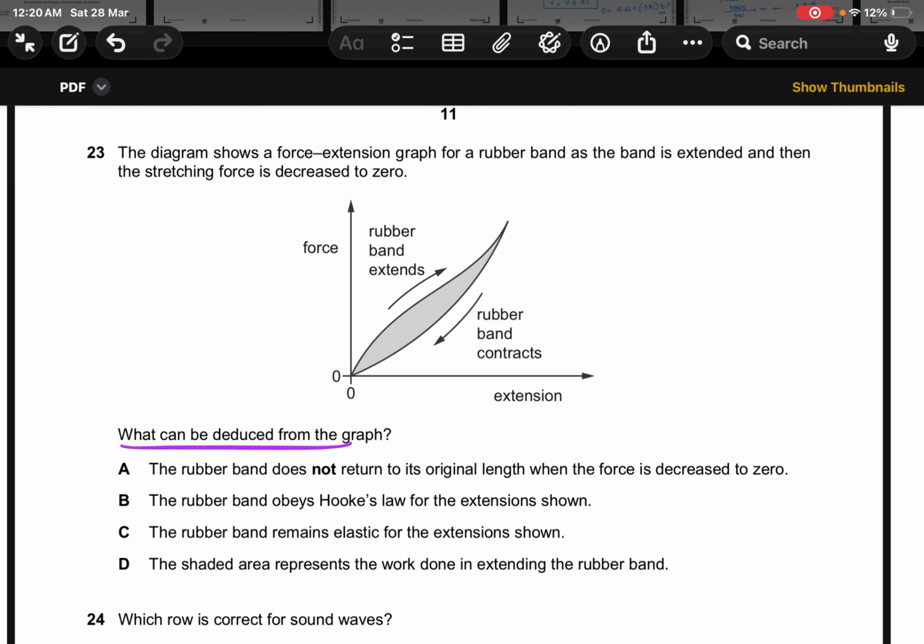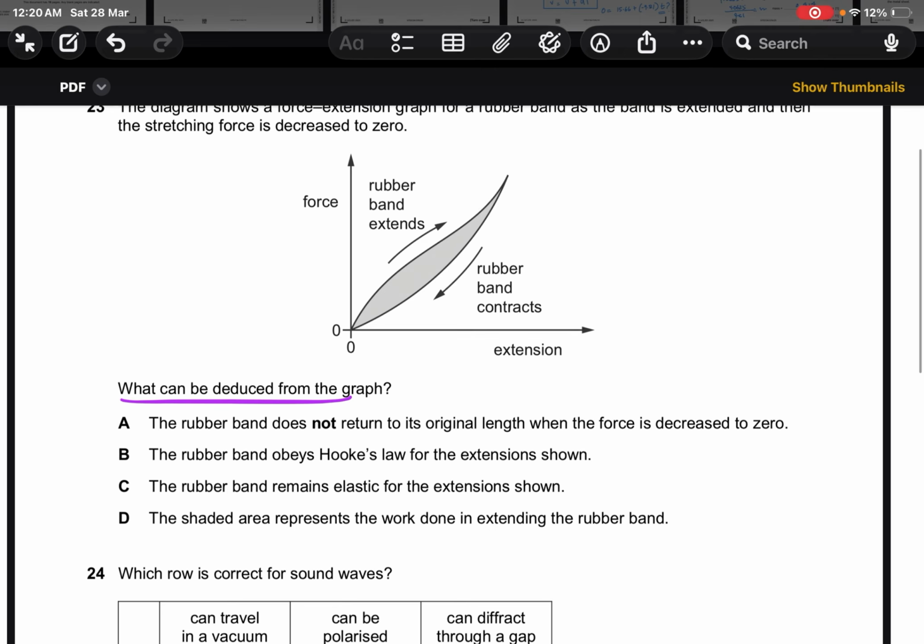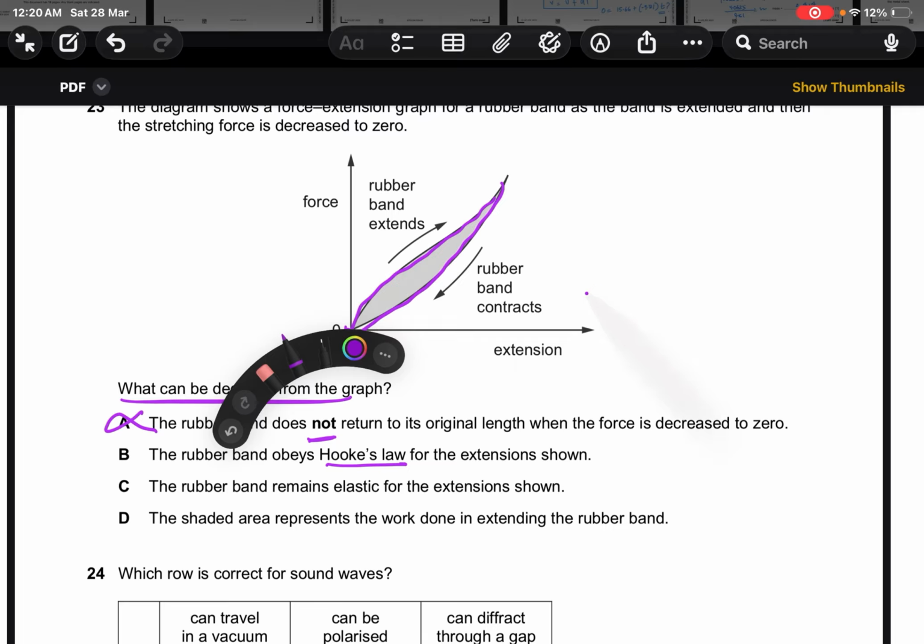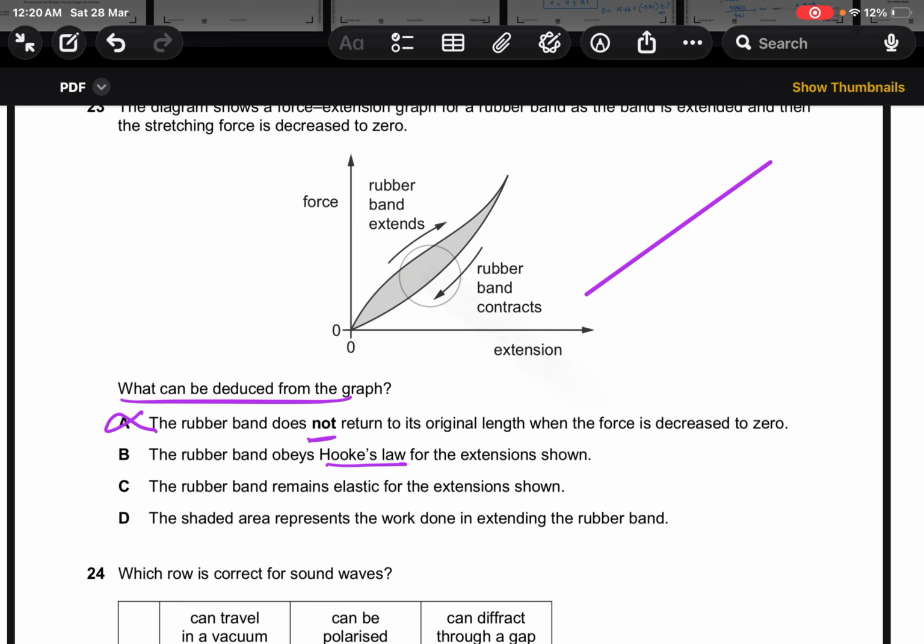What can be deduced from the graph? The rubber band does not return to its original length when the force is decreased to 0. It does. Look, it is first increasing and then it decreases back to 0. It is returning to its original position, right? The rubber band obeys Hooke's law for the extension shown. Does it obey Hooke's law? No. Hooke's law means a straight line like this. I am sure you can see the curvature. You can see a curve over here.